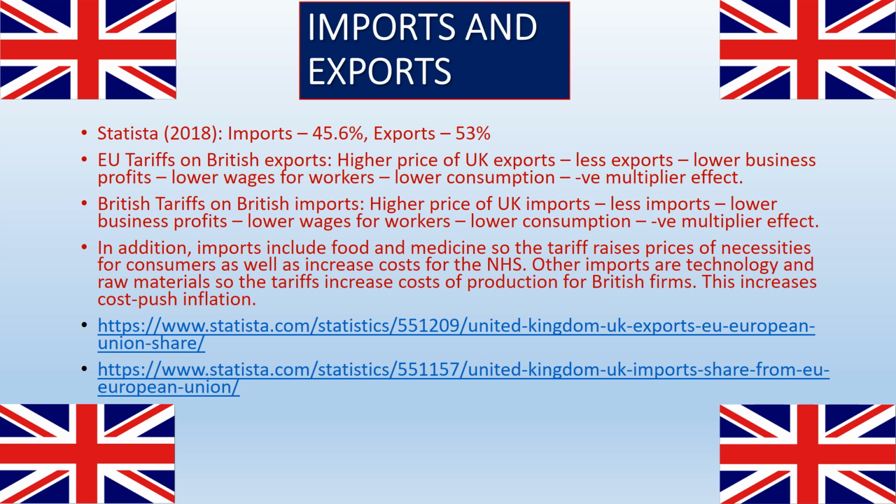Now, after we negotiate a trade deal, the EU will impose a common external tariff on British exports. But also, if we don't even negotiate a trade deal, then the World Trade Organization will force the UK to put a tariff on the EU. Now, once the EU slaps common external tariffs on British exports, this will increase the price of UK exports, since tariffs are taxes on imports and exports. So this will mean fewer UK exports are even bought in the first place. So there will be lower domestic business profits and lower wages for UK workers, which will mean less consumption, decreasing AD and leading to a negative multiplier effect.